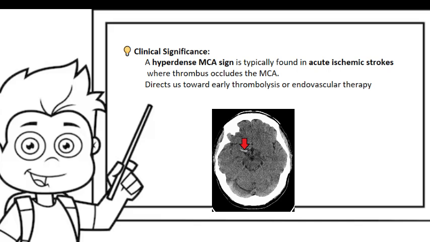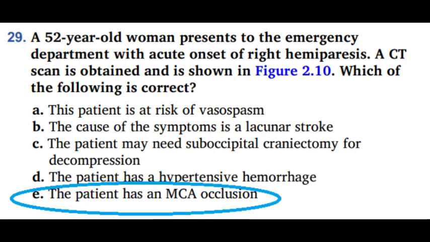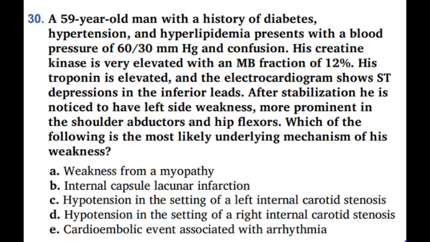The hyperdense MCA sign is typically found in acute ischemic strokes where thrombus occludes the MCA. It is a critical clue that directs us towards early thrombolysis or endovascular therapy as long as the window for intervention is appropriate. That being said, our answer is E. The patient has an MCA occlusion. Next question, question 30.